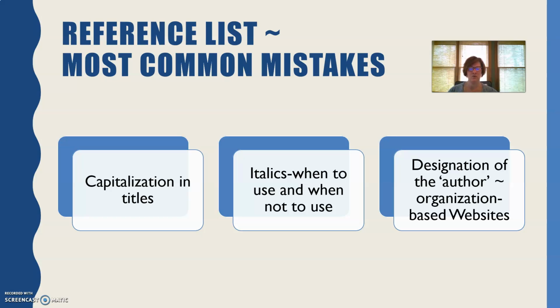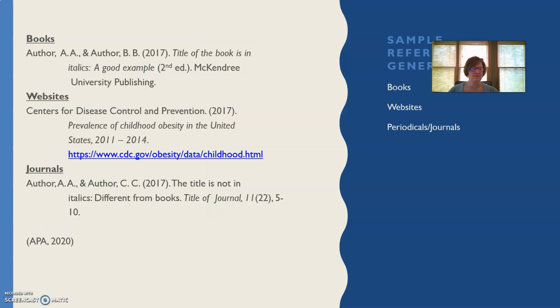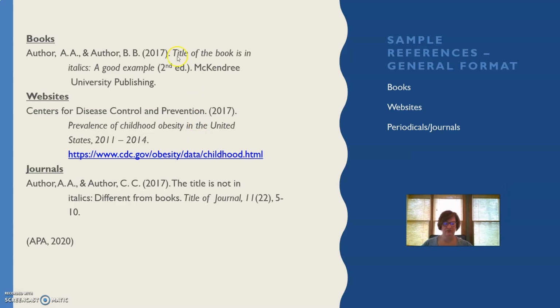If you have any questions about APA formatting, please let me know. But if you keep in mind that there is a basic structure to all the different types of resources: you start out with the author, whoever the author may be. It may be an organization or it may be individuals. Then you go into the date, and then it's the title, whether it be the title of the book, the title of the journal article, or the title of the specific page that you're accessing on a website.